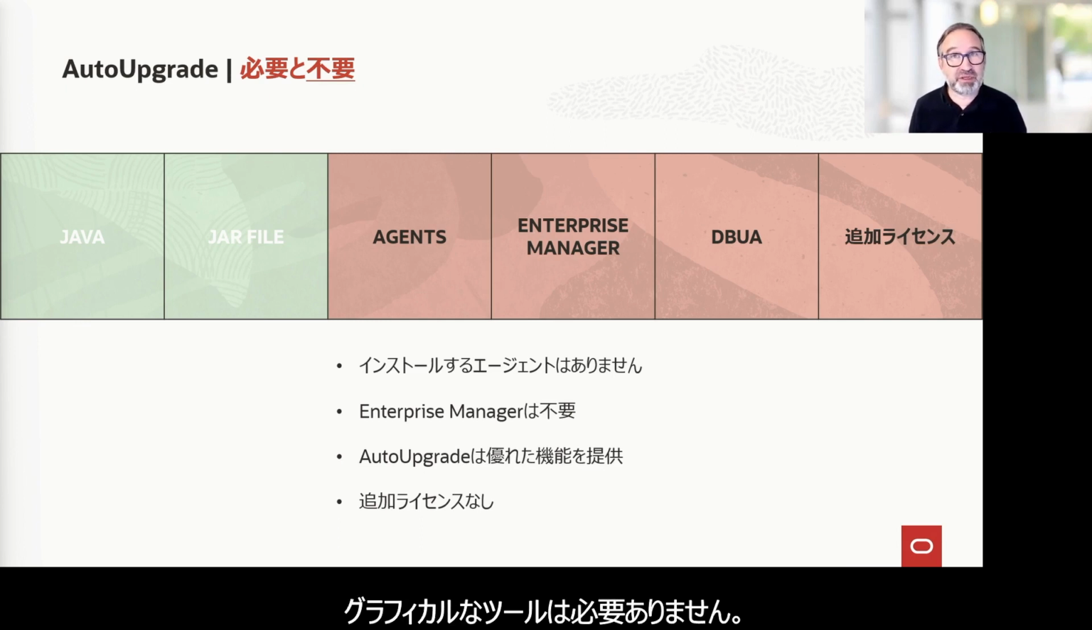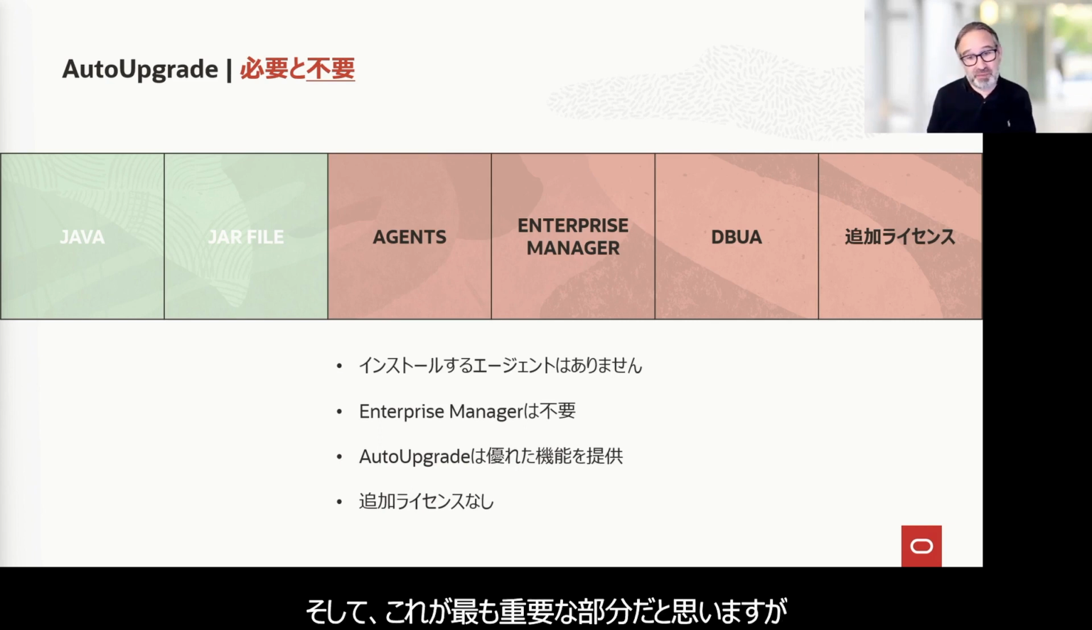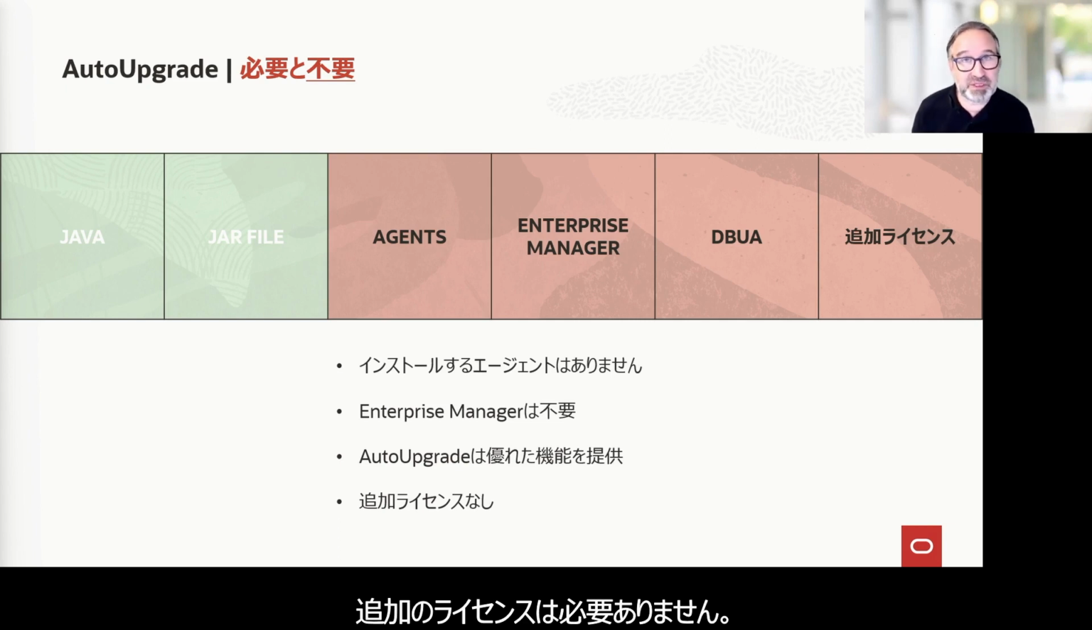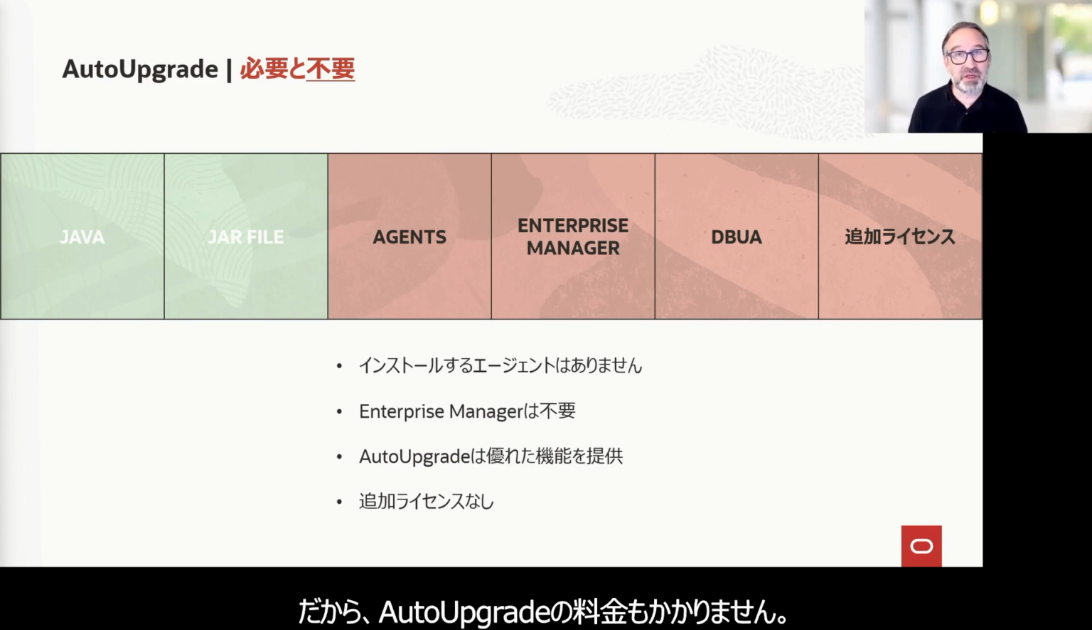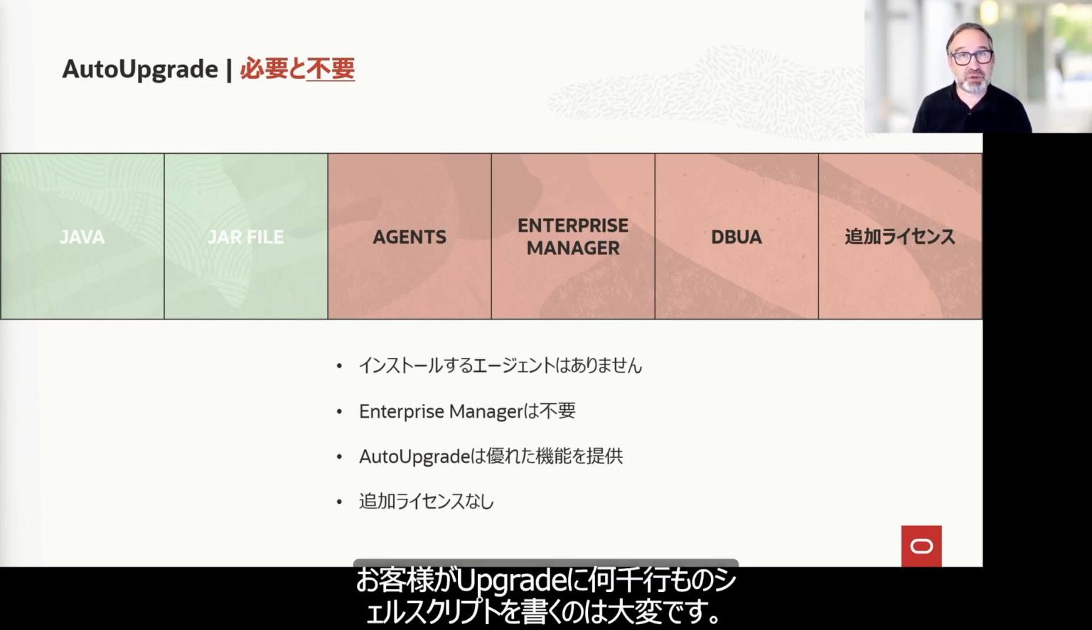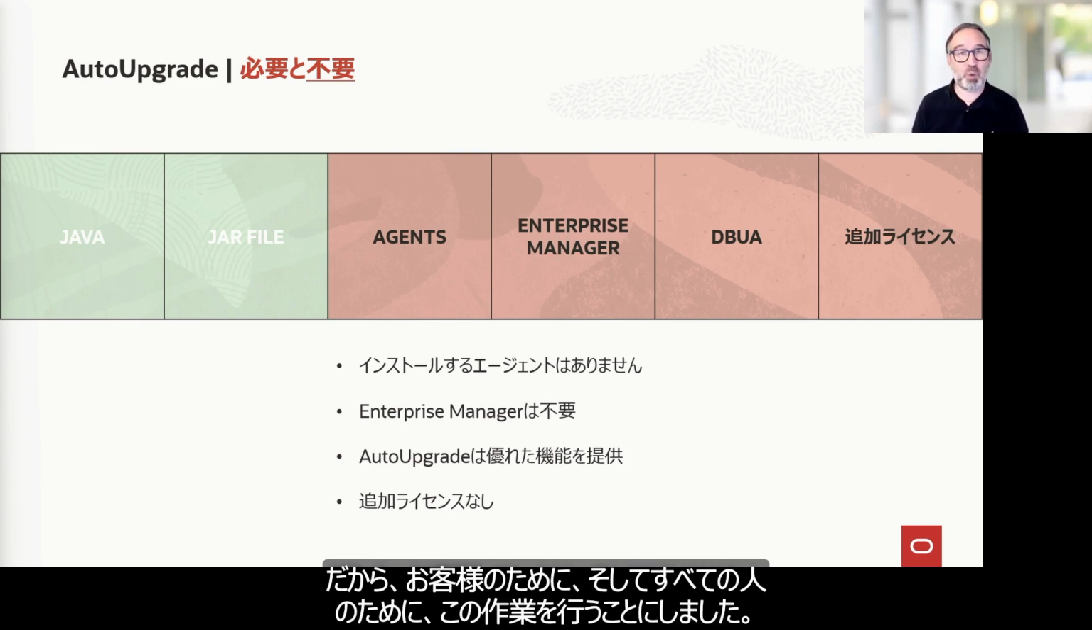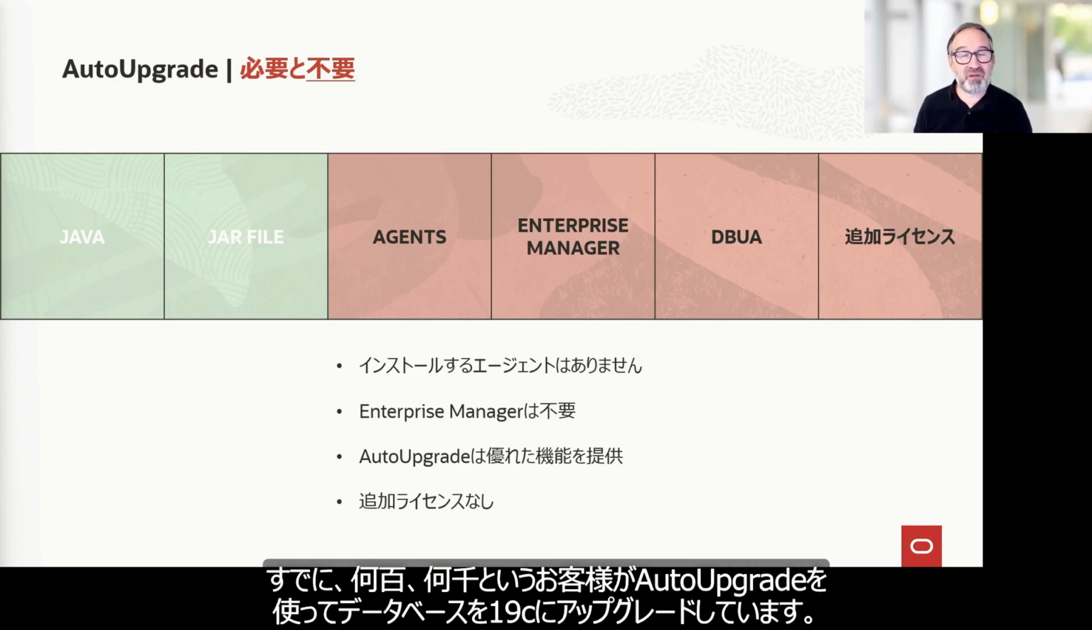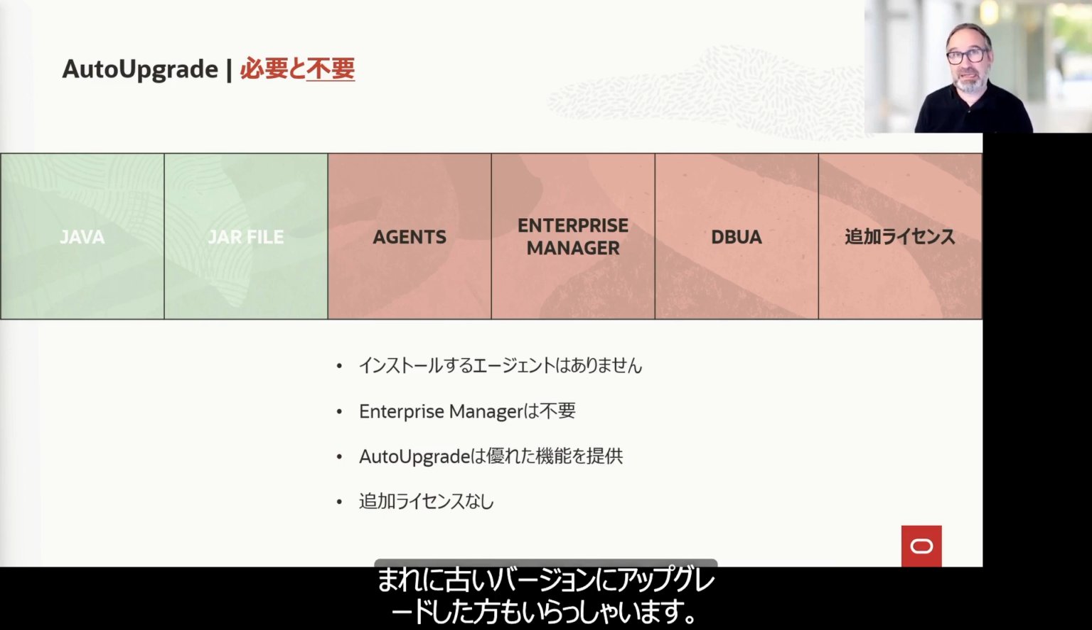You don't need graphical tools, DBUA, not useful here. And this is, I think, the most important part. There's no extra license required. It's standard for everybody. So we don't charge you. AutoUpgrade is a reaction to customers writing thousands of lines of shell scripts. And we decided we take this task for you, for everybody. And we have really hundreds and thousands of customers out there who used AutoUpgrade already to upgrade their databases to 19c, in some rare cases also to older versions.